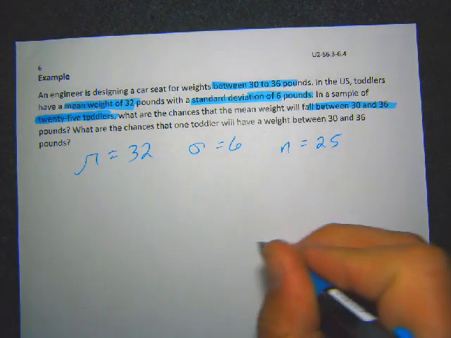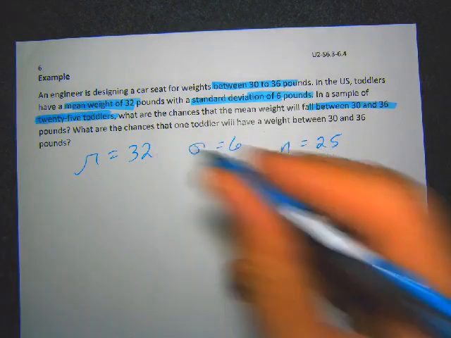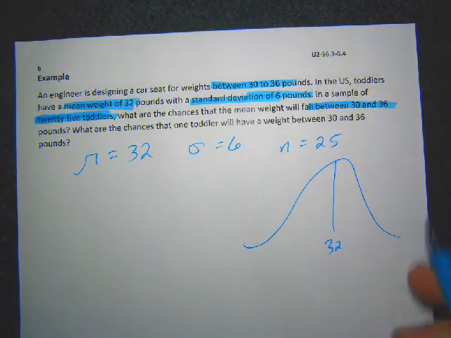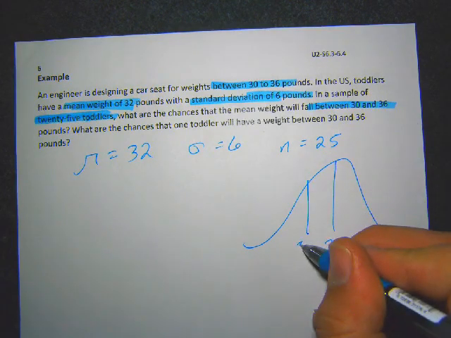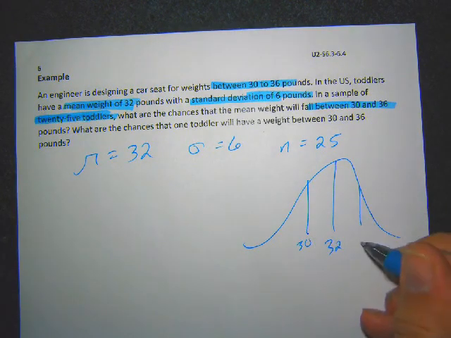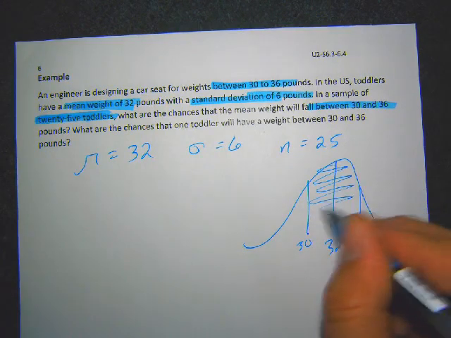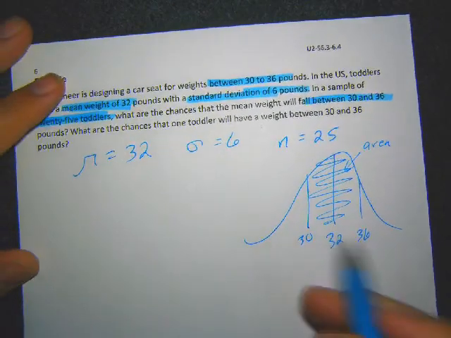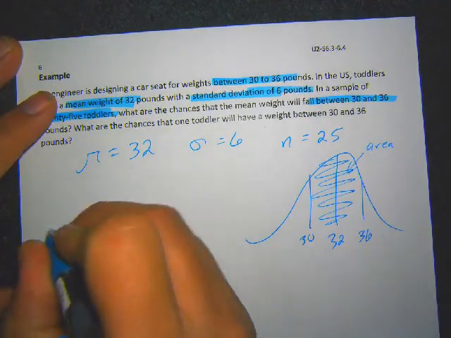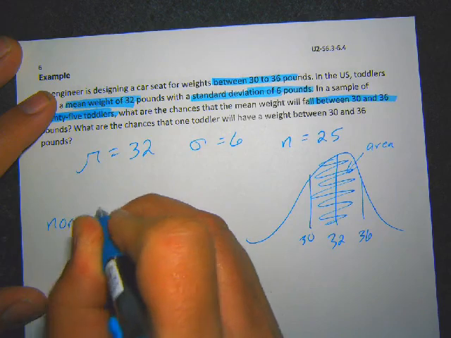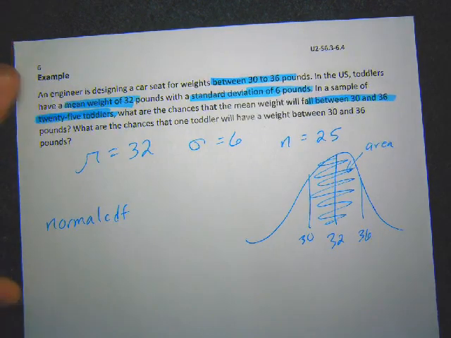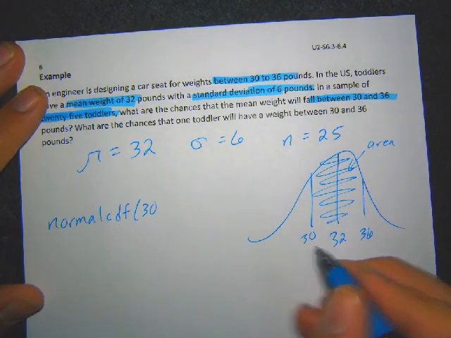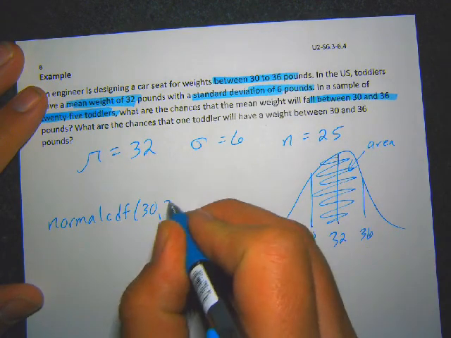So I draw a little chart, I draw a little distribution. I know that my mean is going to be in the middle, so that's going to be my 32. I'm looking for it to be between 30 and 36. I'm looking for the region here. What's this area? And again, to do these areas, if we have the values, we're going to use normal CDF, just like before. Lower bound in this case would be 30. That's the bottom. We want between 30 and 36, at the bottom, 30. Top is going to be 36.